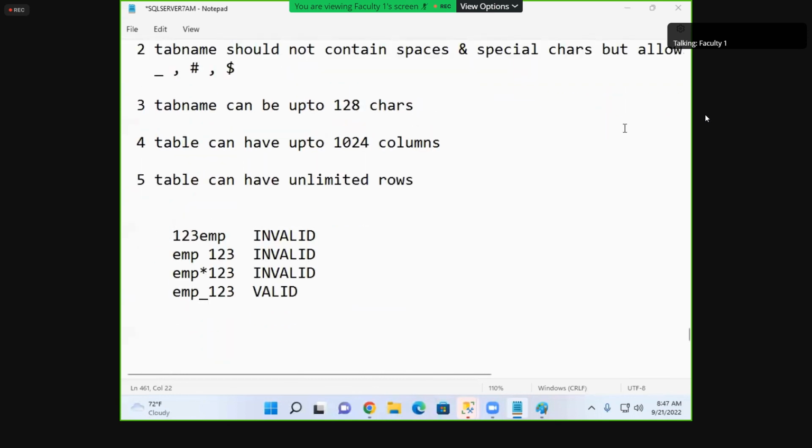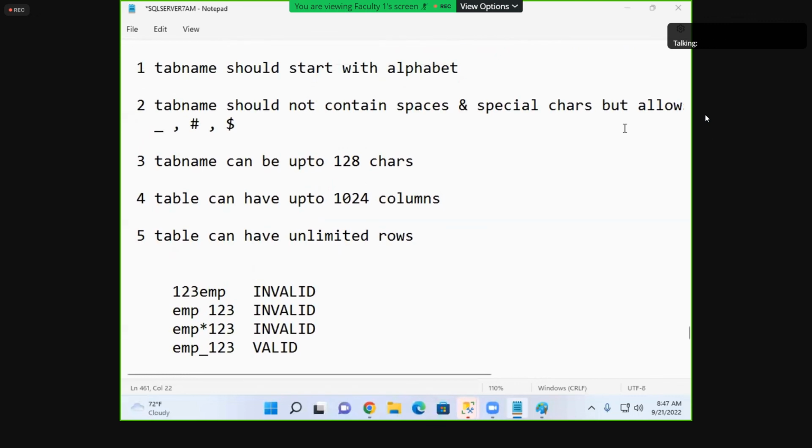That's all. So we'll see the example in the next class. In the next class we'll see how to create tables, how to insert the data, and how to store the data in the database.